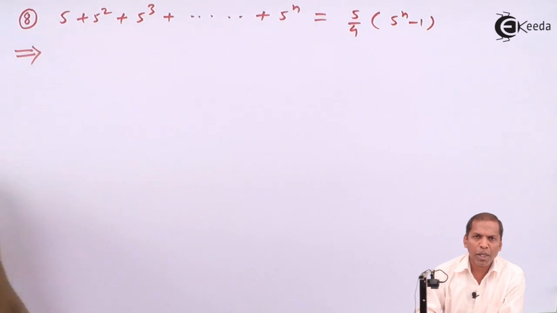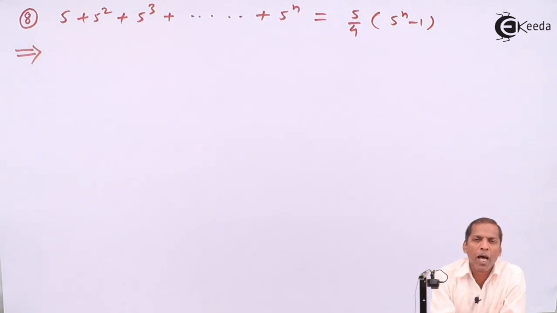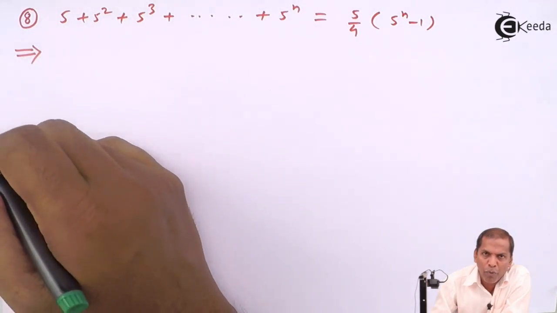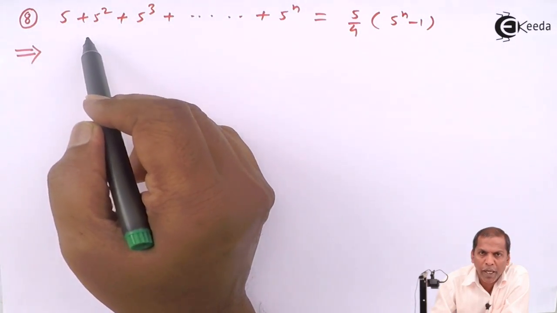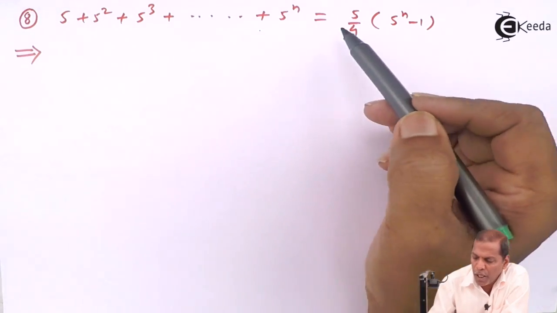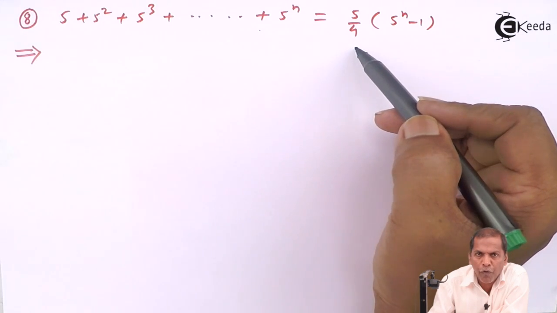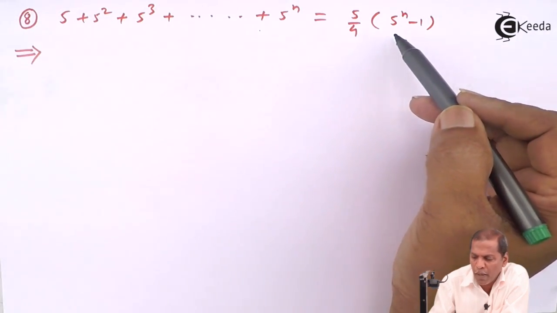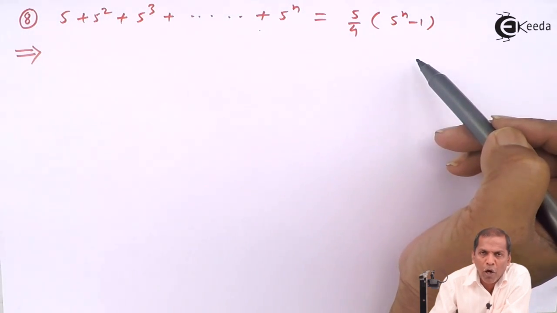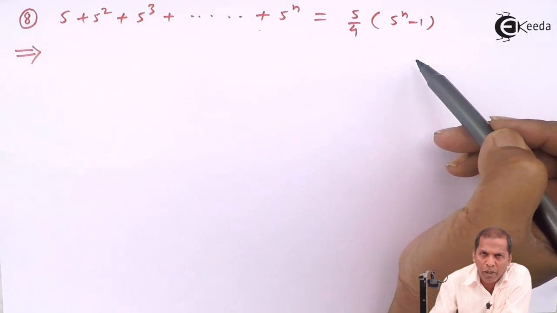Hello friends, now we see problem number 8, which is also based on the principle of mathematical induction of the chapter method of induction and binomial theorem. The problem is to prove that 5 + 5² + 5³ + ... + 5^n = 5/4 (5^n − 1). This result is true for all n belonging to the set of natural numbers.